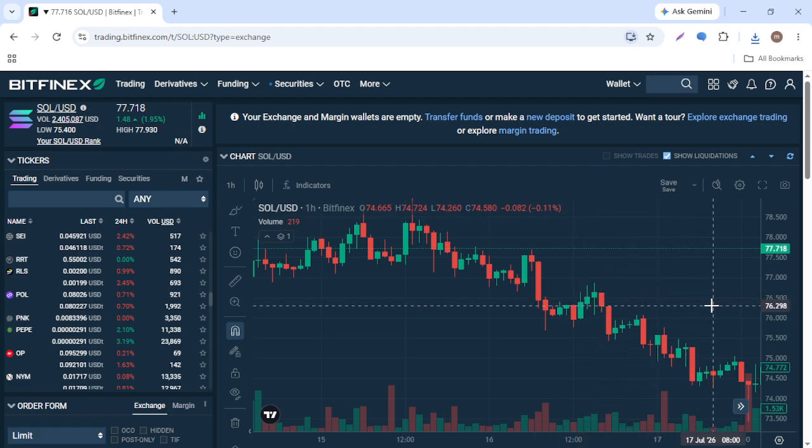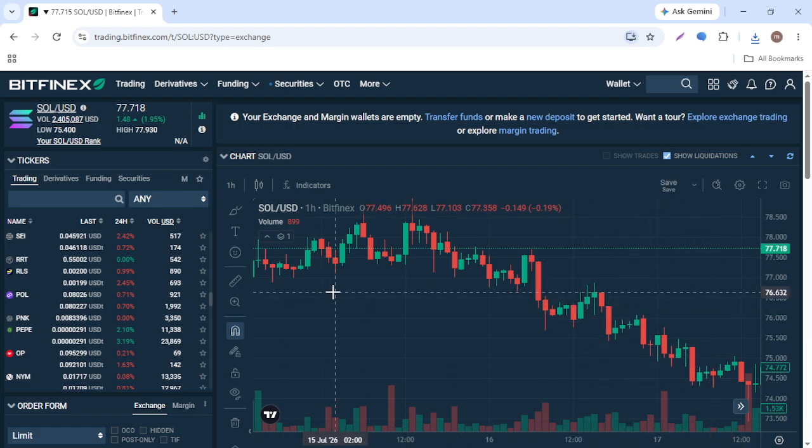One way to check trading volume is by looking at the Market Statistics section. This panel typically includes the 24-hour trading volume, allowing you to quickly see how actively the asset has been traded during the past day. For a more detailed view, look at the bottom of the price chart.